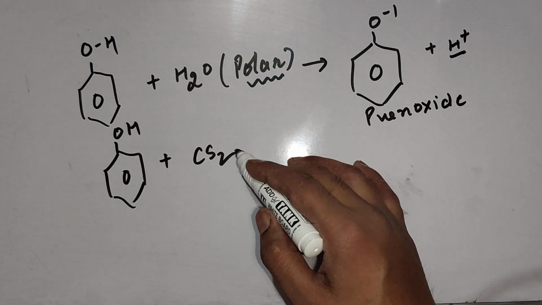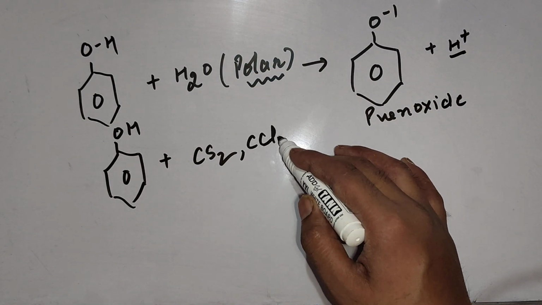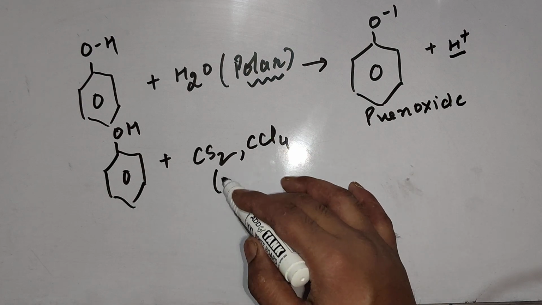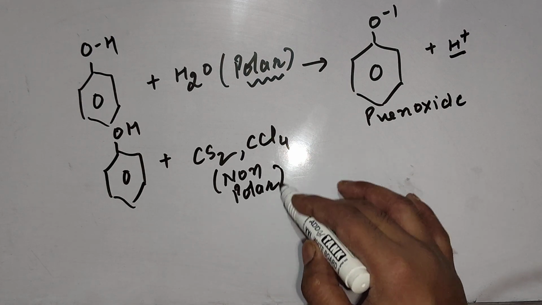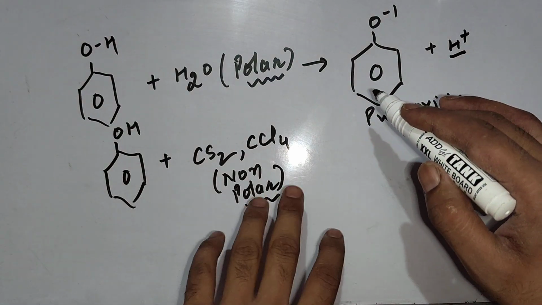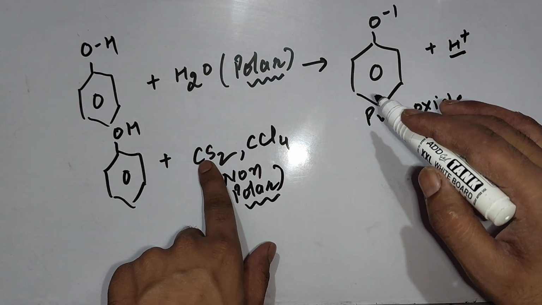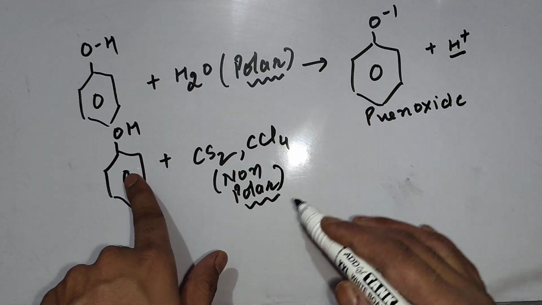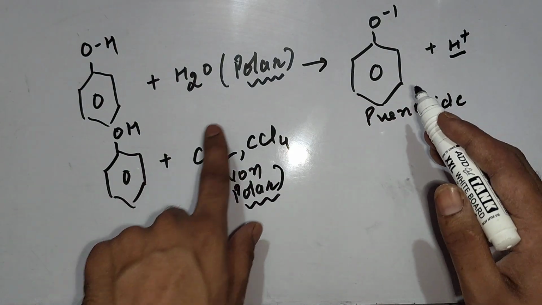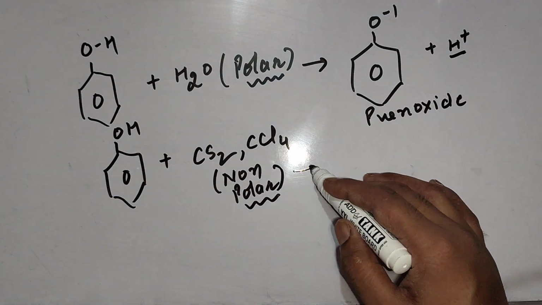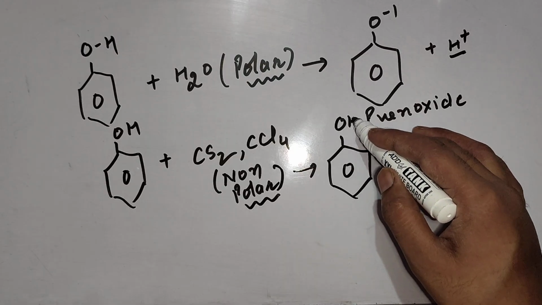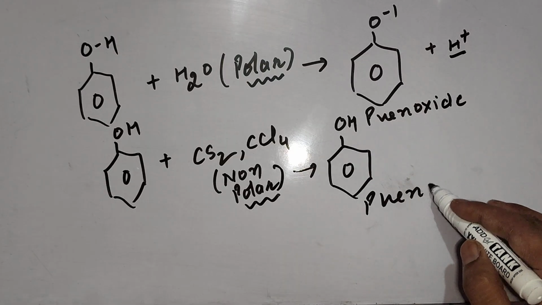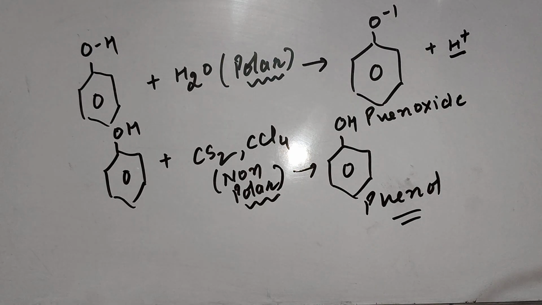But CS2, carbon disulfide, or CCl4, carbon tetrachloride, are non-polar solvents. Non-polar means they don't have negative and positive fields around them. That's why they can't dissociate phenol into phenoxide ion and H positive ion like water was doing. So phenol will remain in this form. This is the important point. This is the main point.